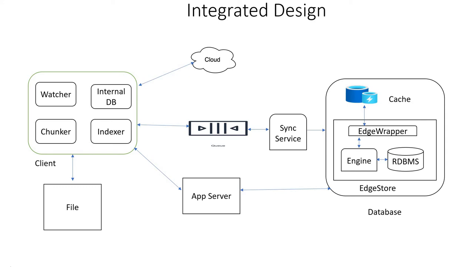So what we have designed here is that we will have our file, and the client will have the watcher, internal DB, chunker, and indexer to monitor it. The indexer will send the data to the queues and the queues will use the sync service to update the database and to send the response back to the other clients. Now, in our database, we will store metadata. All of our actual files will be stored in the cloud.